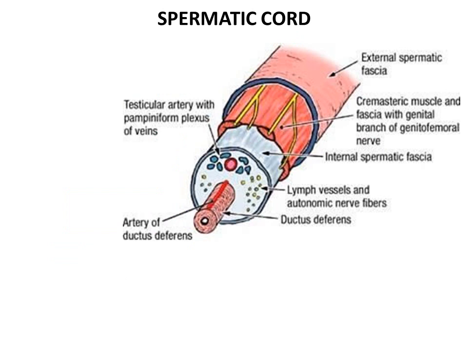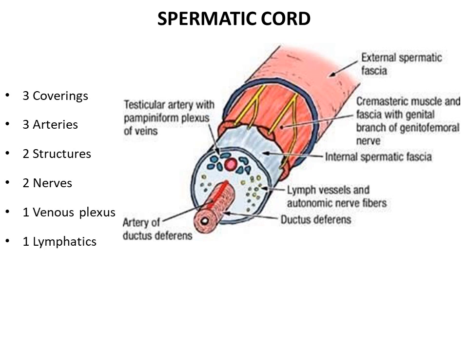To remember the spermatic cord, it has three coverings: internal spermatic fascia, cremasteric fascia, and the external spermatic fascia. Three arteries: the testicular artery, cremasteric artery, and the artery to the vas deferens. Two other structures, that is the vas deferens and the remnant of the processus vaginalis. Two nerves: the genital branch of genitofemoral nerve and the sympathetic plexus of nerves. The venous plexus, that is the pampiniform plexus, and the lymphatics. So to remember it, 3, 3, 2, 2 and 1, 1.